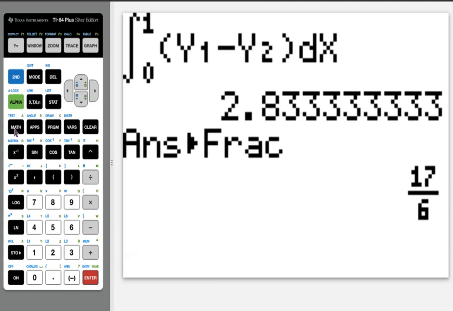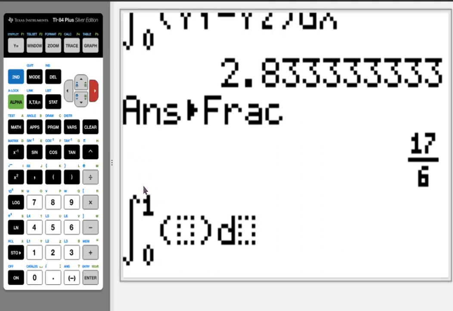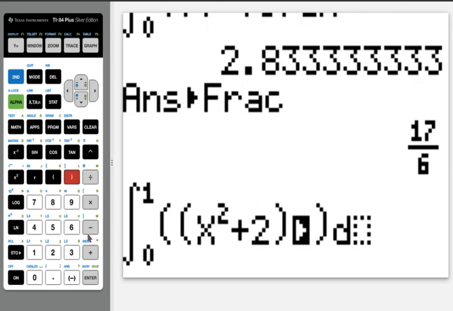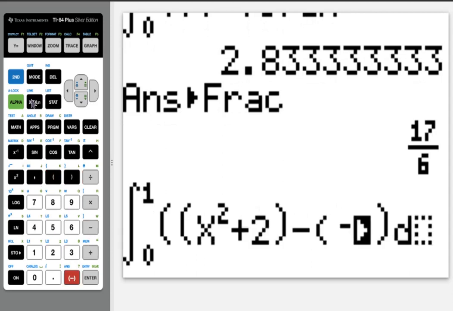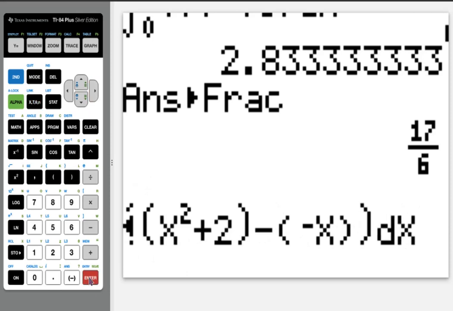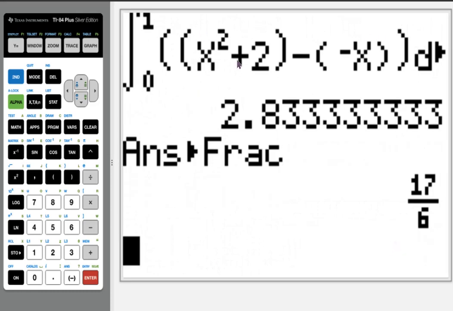Now, you don't have to do the y1 minus y2. You can certainly just type the functions. If you just go math 9, 0 to 1, and then do parentheses, x squared plus 2, close, minus, open, negative x, close, dx, enter, math, enter, enter. So you could do it that way as well. But again, I prefer to type them into y equals so that I can see the graphs, and then I just pull them up when I'm doing my definite integral.